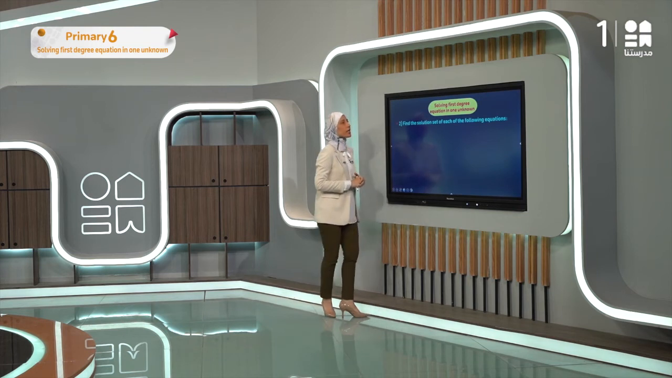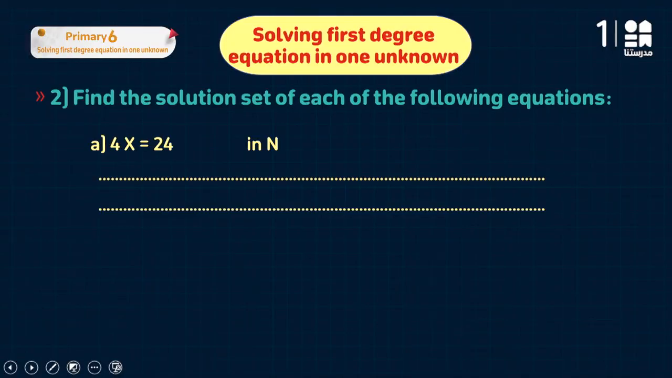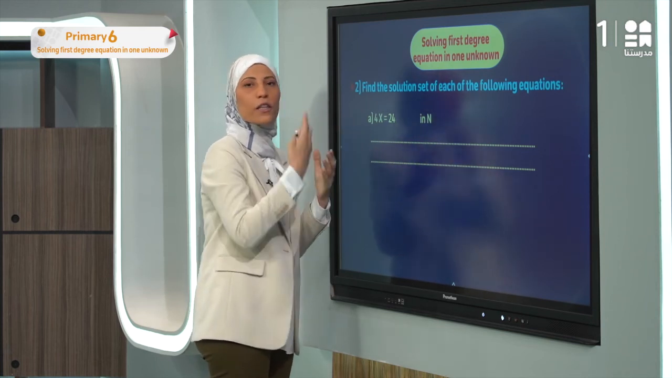Find the solution set of each of the following equations. The first exercise I have here is 4x equals 24, and he wants me to find the solution set only in N. Let's do 4x equals 24. Here the 4 is multiplying x, so I will divide by 4 on both sides to simplify the 4 and find the value of x.